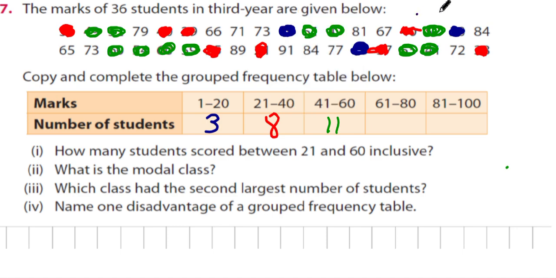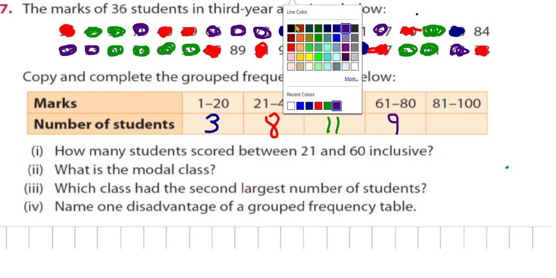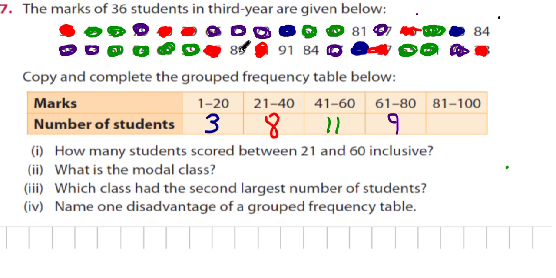Okay. Next ones. It's a bit, there's a lot in this, isn't there? 61 to 80. Let's go, okay? 1, 2, 3, 4, 5, 6. The other one. 8, 9. Everybody happy with 9? Okay, last one now. Okay, 1, 2, 3, 4, 5.